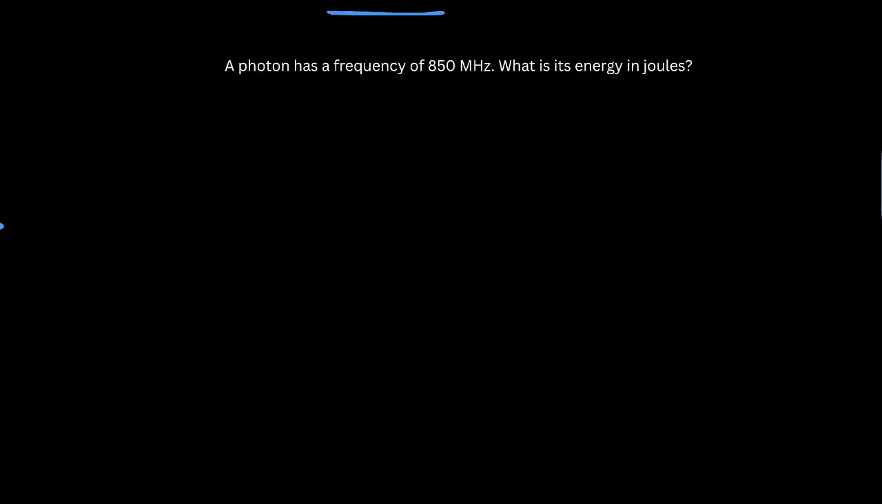All right, looking at this next one, we're told that a photon has a frequency of 850 megahertz. What is its energy in joules? And so this is effectively the same as what we've seen previously. Energy is h times nu.